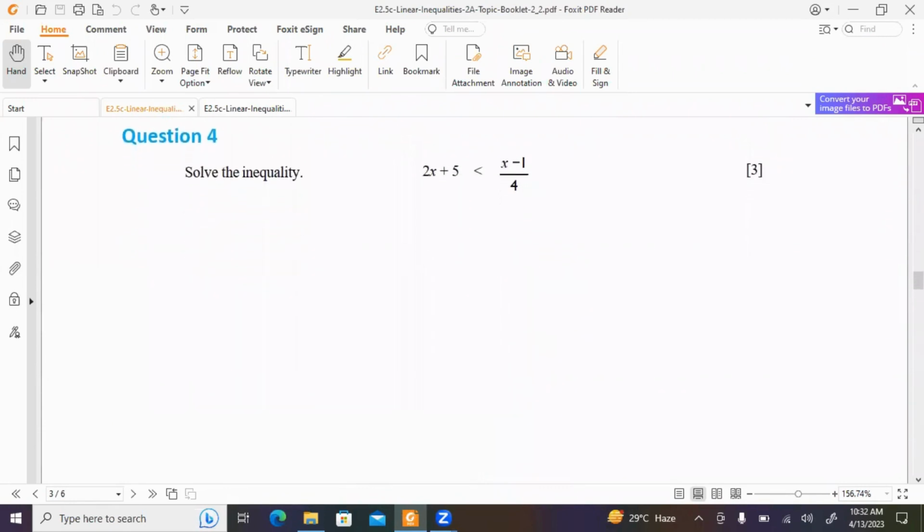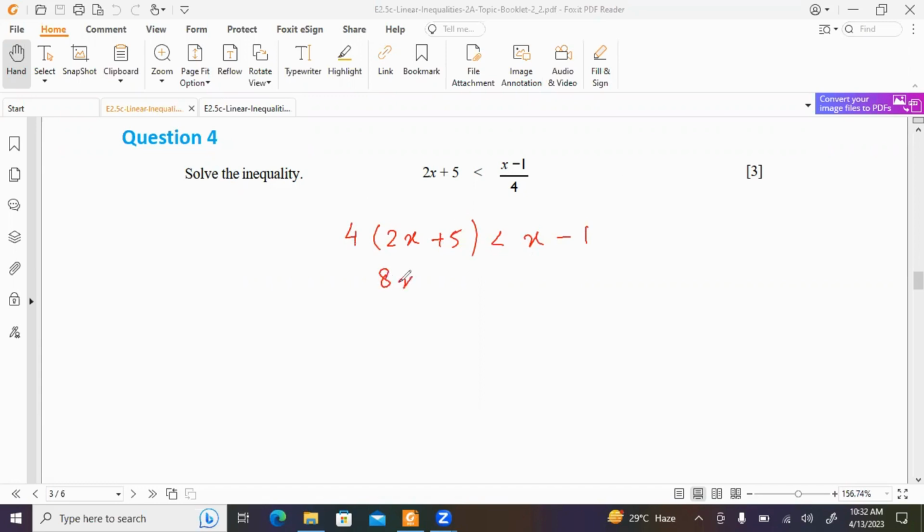Okay. Then we look at question 4. Question 4 says 2x + 5 is less than (x - 1)/4. Whenever we have a fraction on one side of the equal sign or the inequality, and a fraction or a whole number on the other side, to get rid of the fraction, we always cross multiply. So I'm just going to multiply 4 with 2x + 5. Now I've got rid of the fraction on the right-hand side.